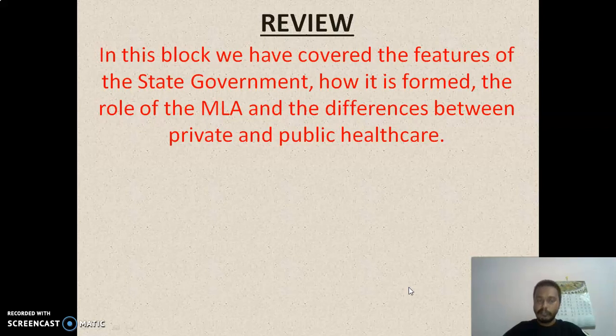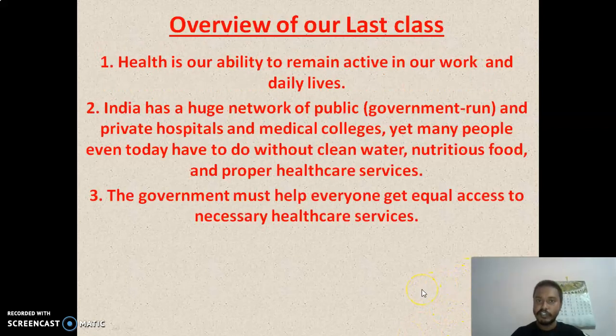In this Block 15, we have covered the features of the state government, under which we have learned legislature, executive, judiciary, and how state government is formed, the role of an MLA, functions of an MLA, and the difference between public and private healthcare, which we are going to continue today. So let's do a little overview of our last class so that we can continue.